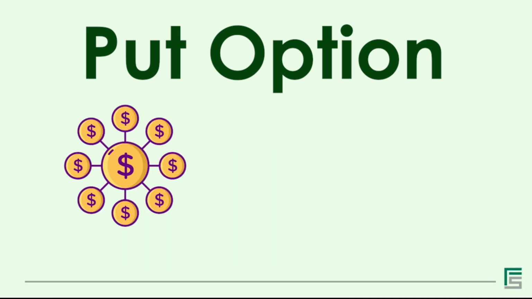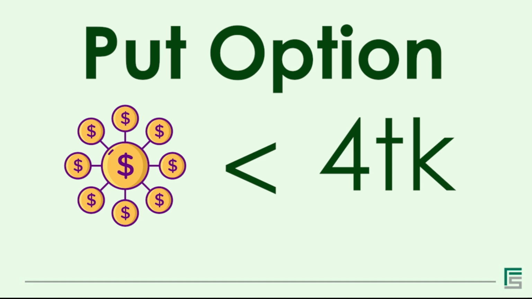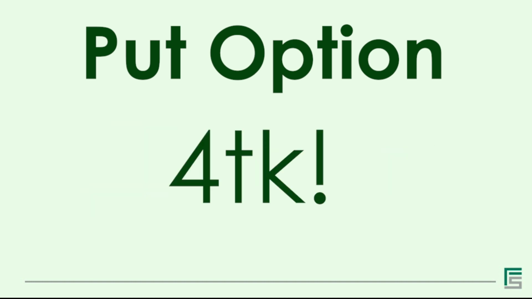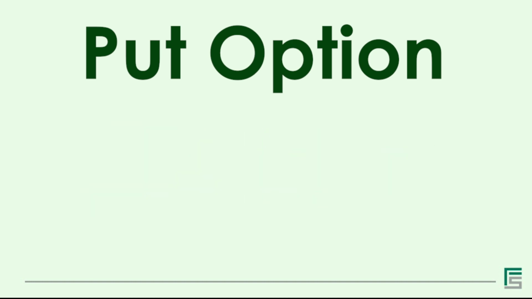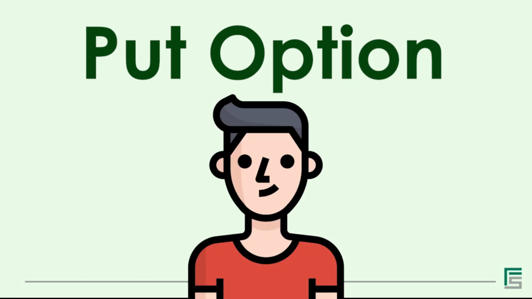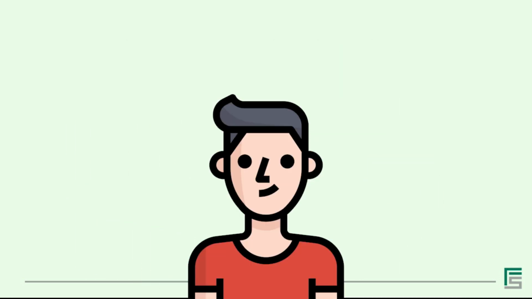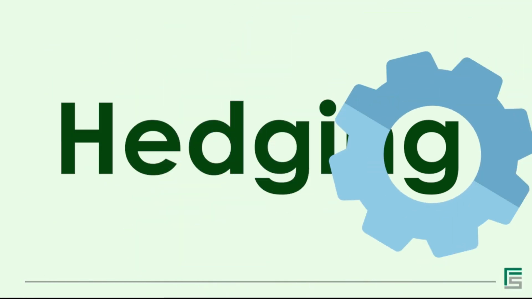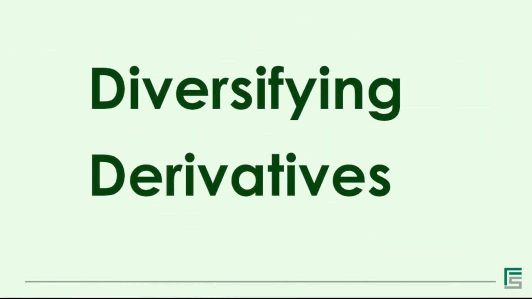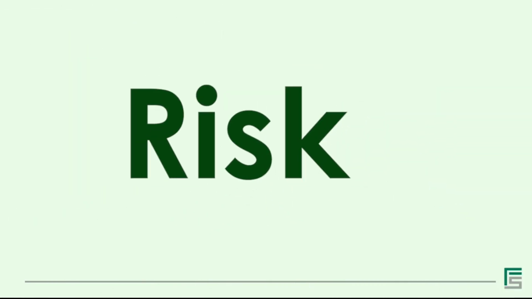But if the price of the stocks strikes below 4 taka, he can sell all his shares for 4 taka apiece. So, by exercising the put option, he did not lose all his investments. This is how hedging works. Diversifying or opting for derivatives for an underlying security can minimize the risk.